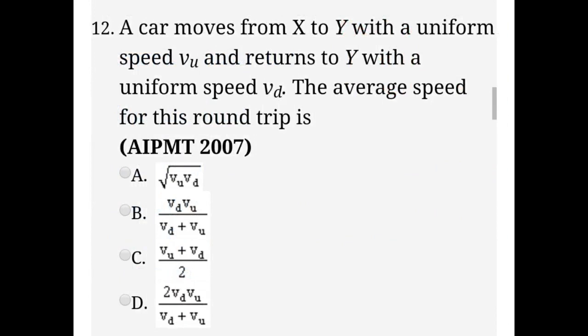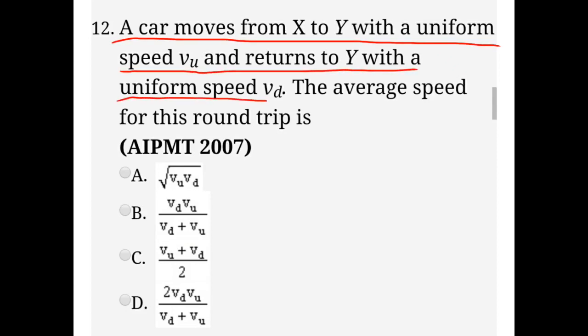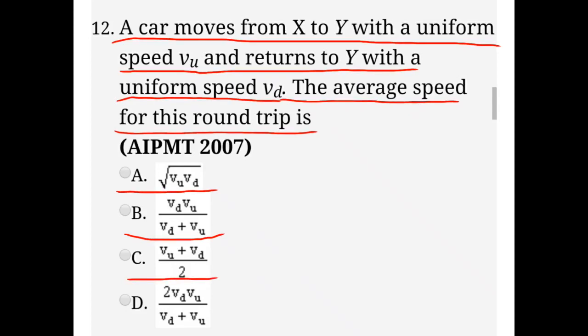Question number 12. A car moves from x to y with a uniform speed vu and returns to y with a uniform speed vd. The average speed for this round trip is, they have given four options. Option A, square root of vu into vd. Option B, vd into vu divided by vd plus vu. Option C, vu plus vd divided by 2. Option D, 2 vd vu by vd plus vu.